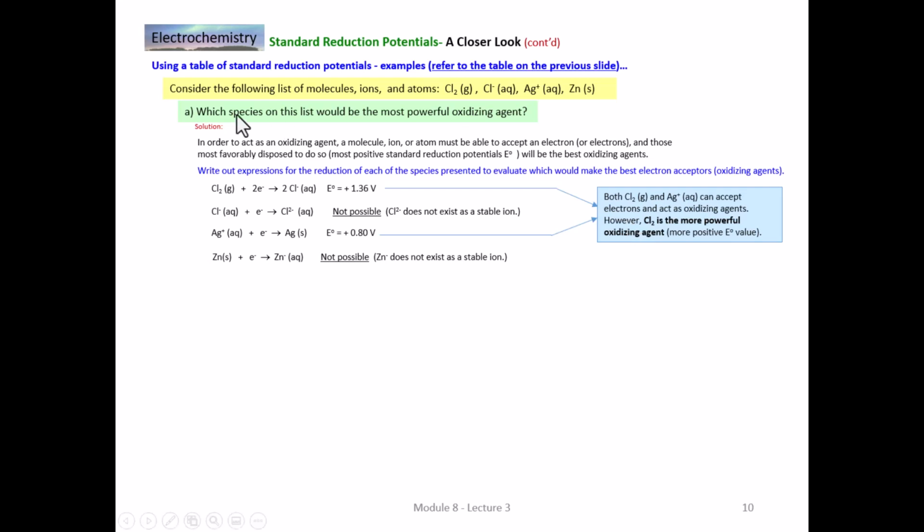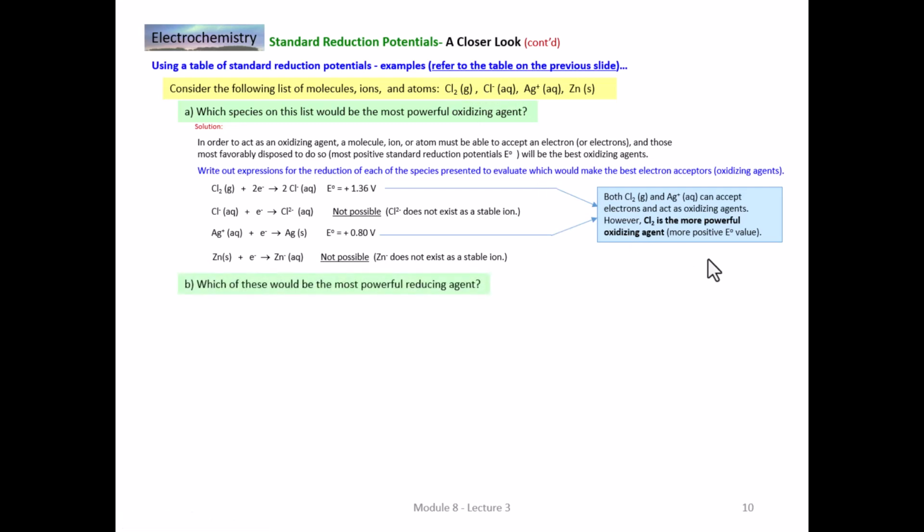So both of these can act as oxidizing agents because both chlorine and silver plus ion are capable of accepting electrons from other reagents. But the best oxidizing agent would be chlorine because it has the highest reduction potential. When we write it as a reduction to chloride, it has a higher standard potential than writing the reduction of silver ion to silver metal. So chlorine is the most powerful oxidizing agent on the list.